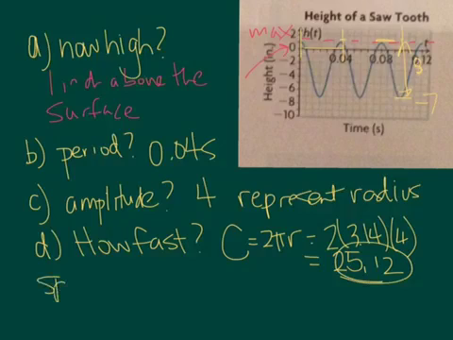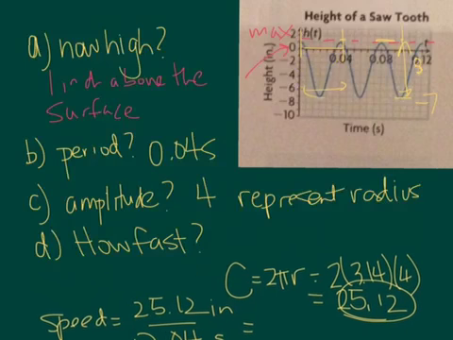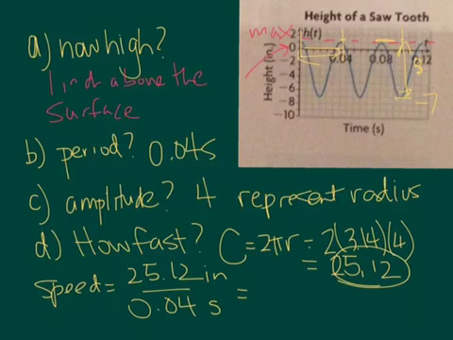So to find the speed, we will take the circumference and divide it by how long it takes for one complete cycle, and that is the period, which is 0.04. So it was 25.12 inches around the blade in 0.04 seconds. So when I take 25.12 divided by 0.04 seconds, I get 628 inches per second.